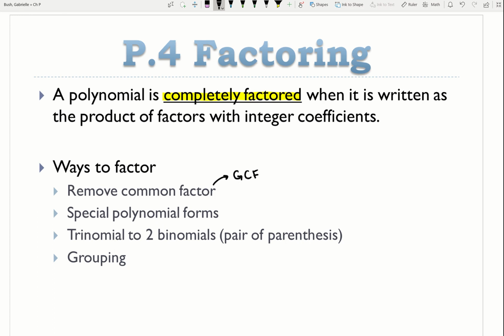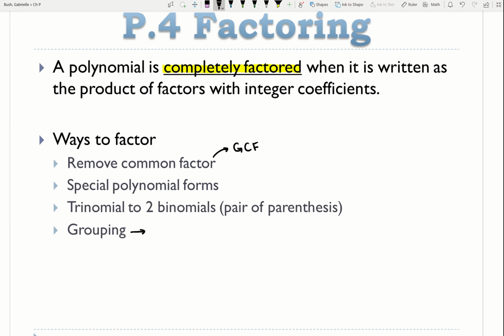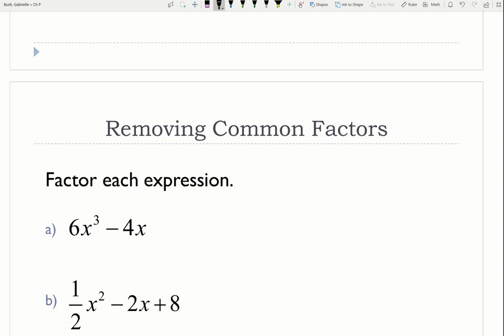Maybe we can take a trinomial and split it into two different binomials. And then there's also grouping. And specifically, this is what we use for four-term polynomials. So if you are factoring polynomials and you notice that you have one with four terms that you need to factor, we'll typically do that by grouping.